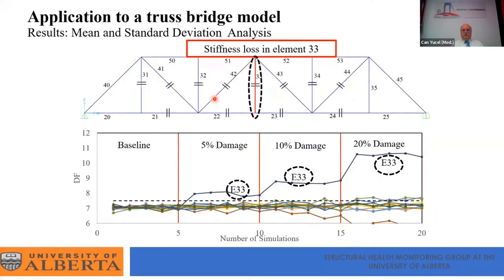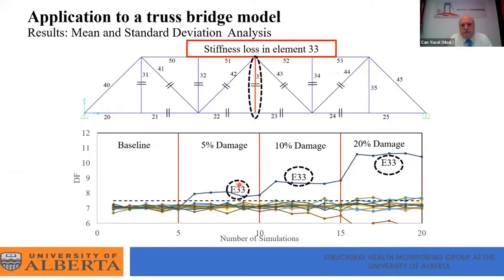So once I have the threshold damage indicators, further change in structural response is tracked. Here I will present a few examples. For example, using the mean and standard deviation analysis, here is an example for a damaged element, element 33. In this case, element 33 is simulated to be damaged by 5%, 10%, and 20% stiffness loss. By baseline, I mean the undamaged bridge.